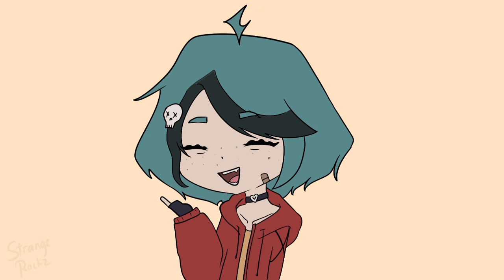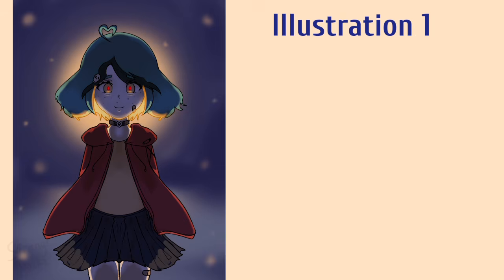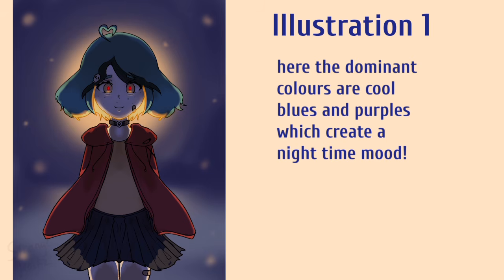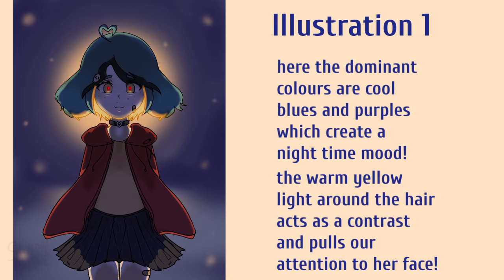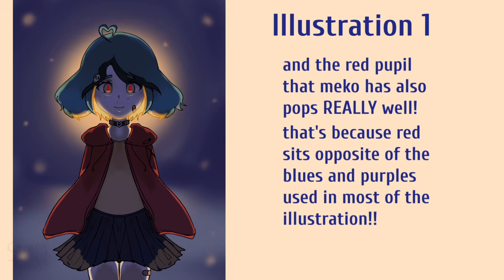So here is an example of the same illustration in different moods. Illustration 1 is kind of like a night scene, right? And here the dominant colors are cool blues and purples, which creates a nighttime mood. And the warm yellow light around the hair acts as a contrast and pulls our attention to the face. And the pupil that Mako has actually pops really well. That's because red sits opposite to the blues and purples used, you know?